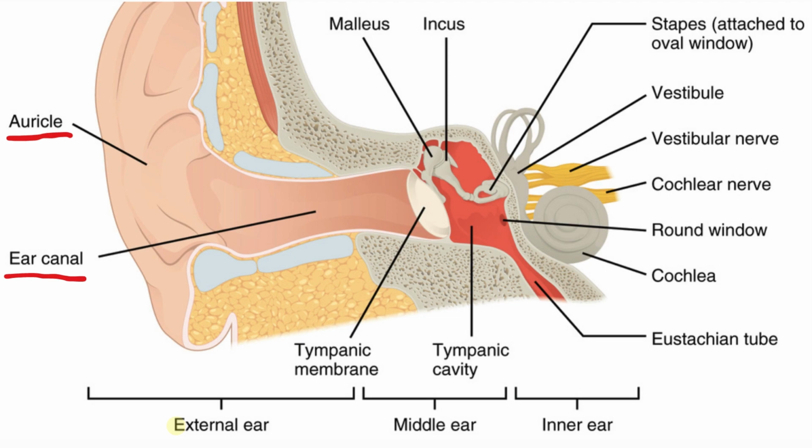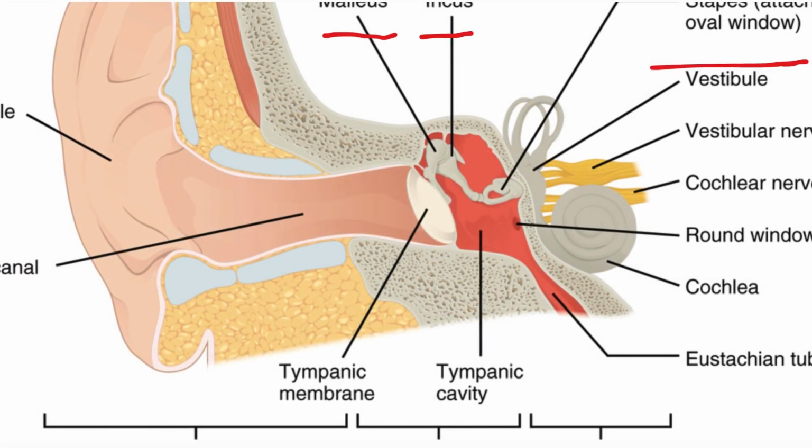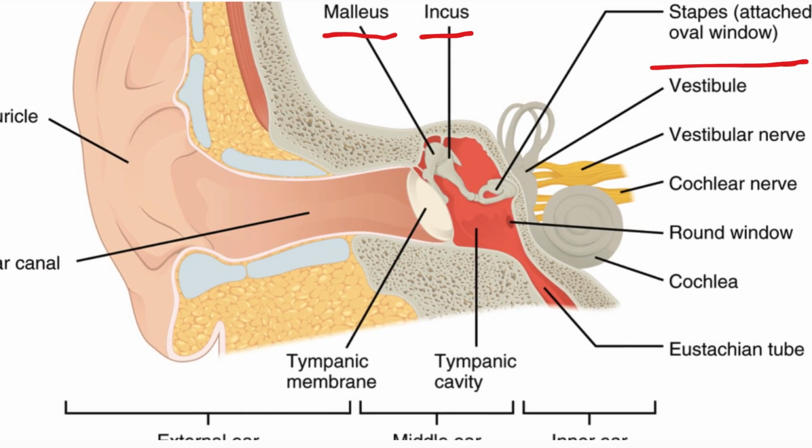At the end of the ear canal lies the eardrum, medically known as the tympanic membrane. It is a thin, flexible sheet of tissue that vibrates in response to sound waves. The middle ear is a small, air-filled space located just behind the eardrum.